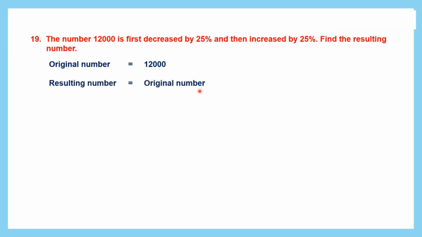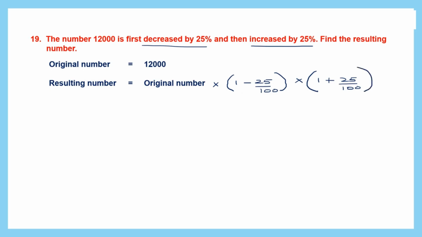So the resulting number will be original number into, now first it is decreased. So we have to say 1 minus 25% is 25 by 100 into, and then it is increased. So again increase will be addition. So 1 plus 25 by 100. So this, if we work it out, we'll get this. Now our original number is 12,000 into, now here let's work that out.